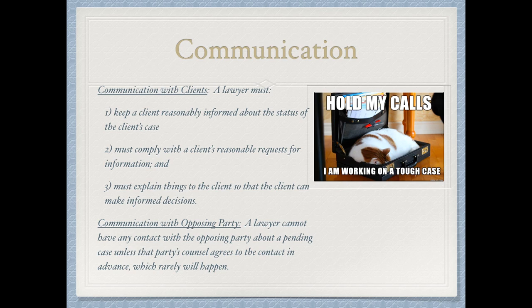The lawyer, and this includes the law firm also, needs to keep a client reasonably informed about the status of their case. They must comply with the client's reasonable request for information, and they must explain things to the client so that the client can make an informed decision. This all makes sense. So there may be some questions on the ethics section, which kind of are trying to see how much you know about this. Communication with the opposing party.